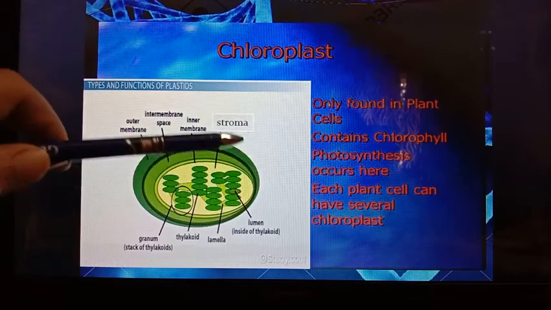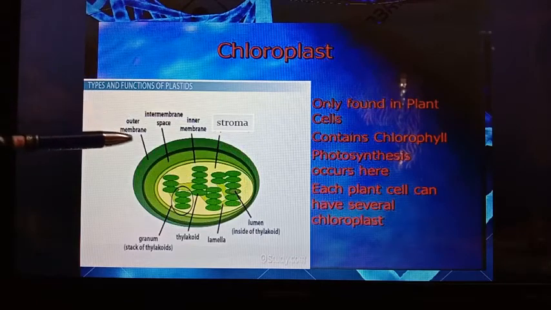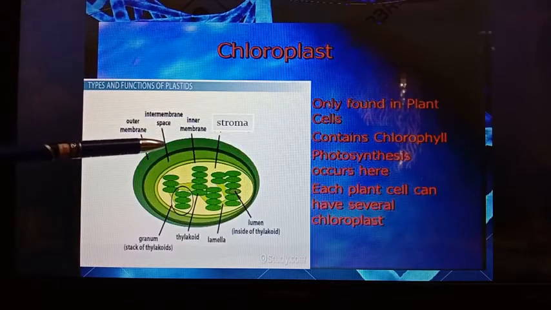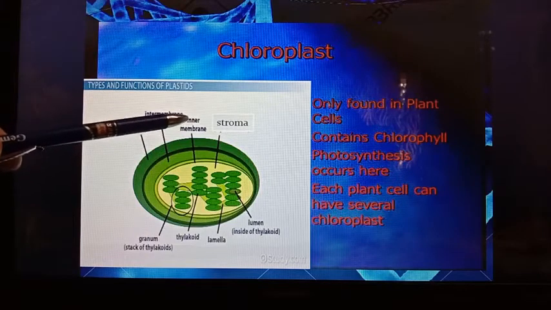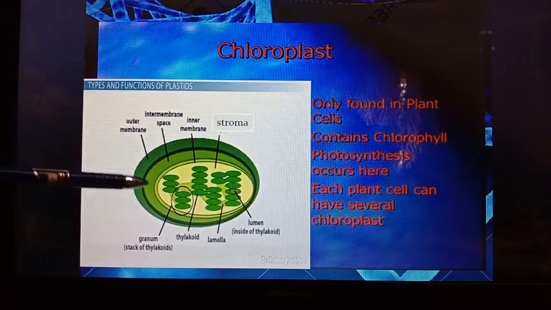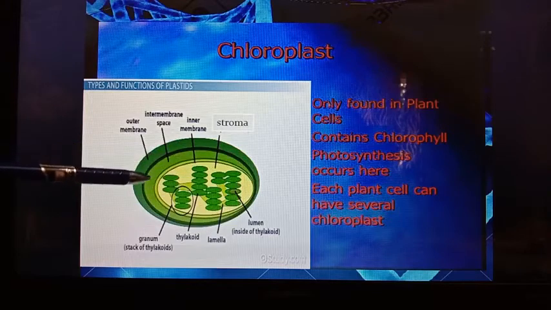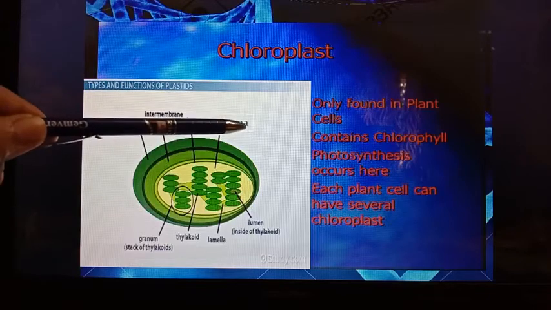So if you look at the diagram of the chloroplast, you can see that the chloroplast is bounded by two membranes. One is outer membrane, another one is inner membrane. And in between these two membranes, there is intermembrane space. There are mainly two regions in the chloroplast. One is granum or grana, another one is stroma.